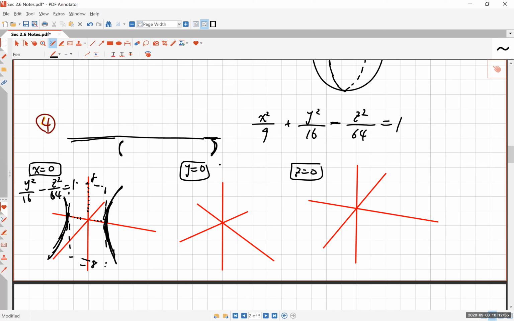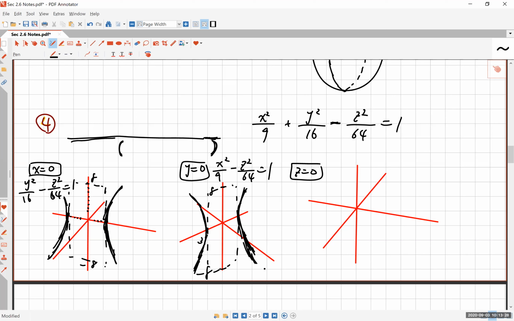So here you get x squared over 9 minus z squared over 64 is equal to 1. So you still have 8 and negative 8. And then for the x direction, you go 3 and negative 3. And that's your guiding rectangle. And because x comes first, your hyperbola would be something like this. Okay, and really that's all you have to draw. All you have to draw is sort of a rough sketch of what these conics look like.